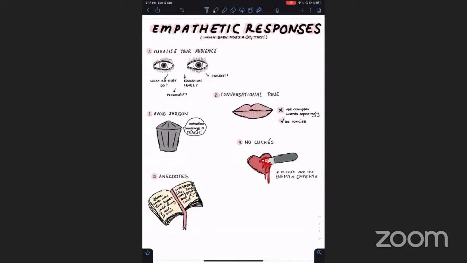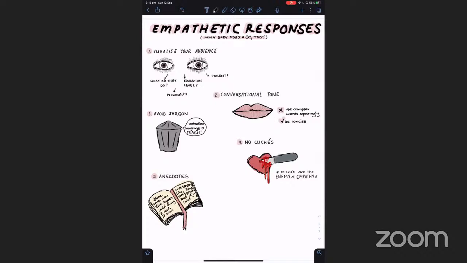Let me think. So is there anything else I need to cover with conversational tone? Okay. Yep. Okay, I'm happy with conversational tone. I noticed that there are hands up. So Amy, question?